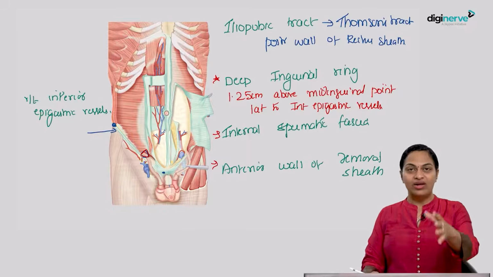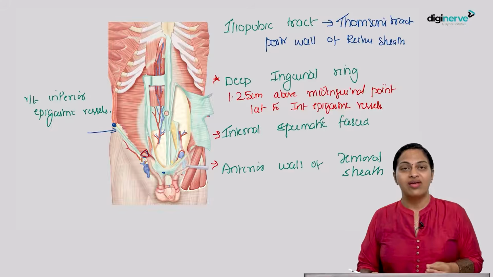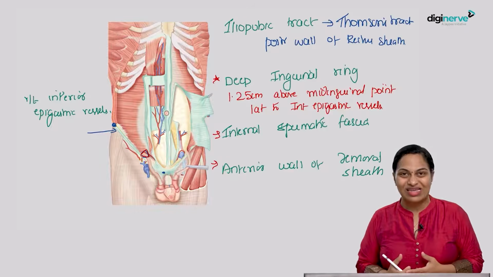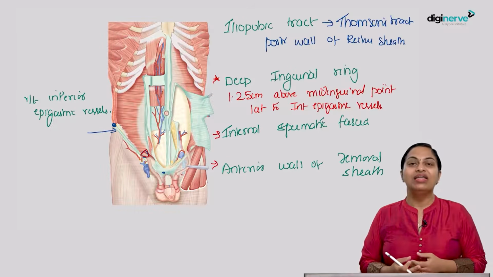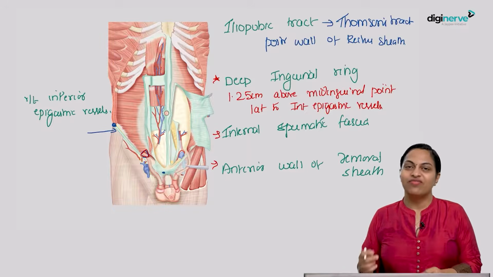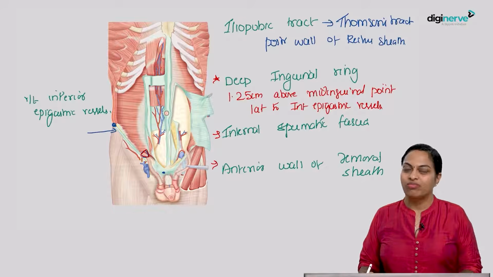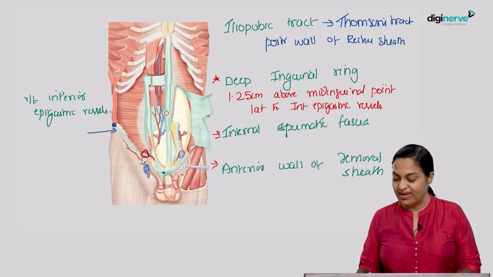And while doing the lower limb femoral triangle, yes, we saw that the femoral vein and artery lie within the femoral sheath. And do you remember, the anterior wall of the femoral sheath was contributed by this fascia transversalis. The posterior wall of the femoral sheath is contributed by the fascia iliaca.